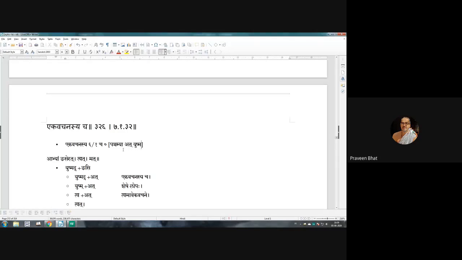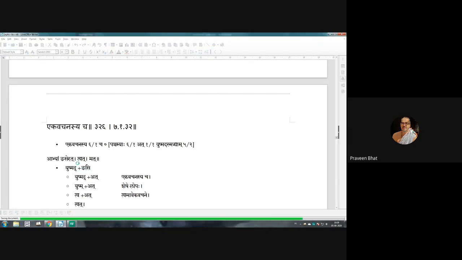Yushmad Asmad Bhyam. What is the Adesha here? Panchamyaha. So Panchamyaha, the Vibhakti. Vibhakti is replaced. Panchamyaha Vibhakte hai. Nyas. Abhyam Nyase hai. Because the ekavachana pratyaya is panchami ekavachana pratyaya is nyas. So nyas will be replaced. Nyase hai at.